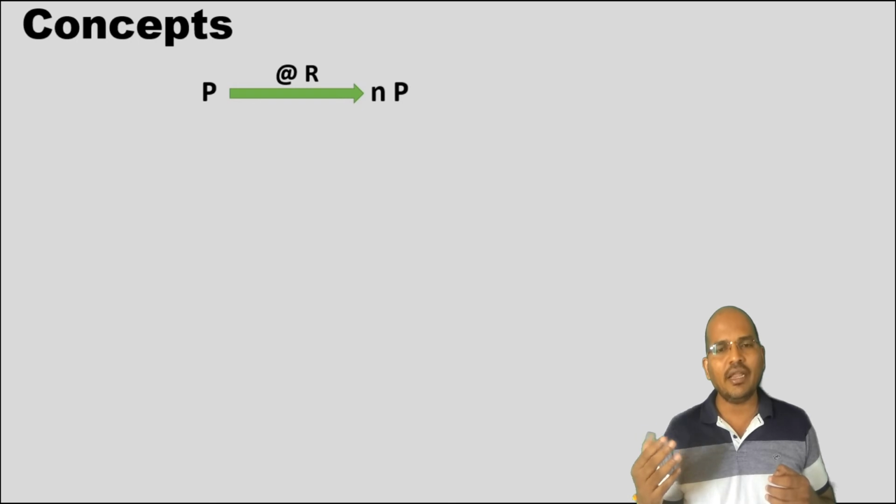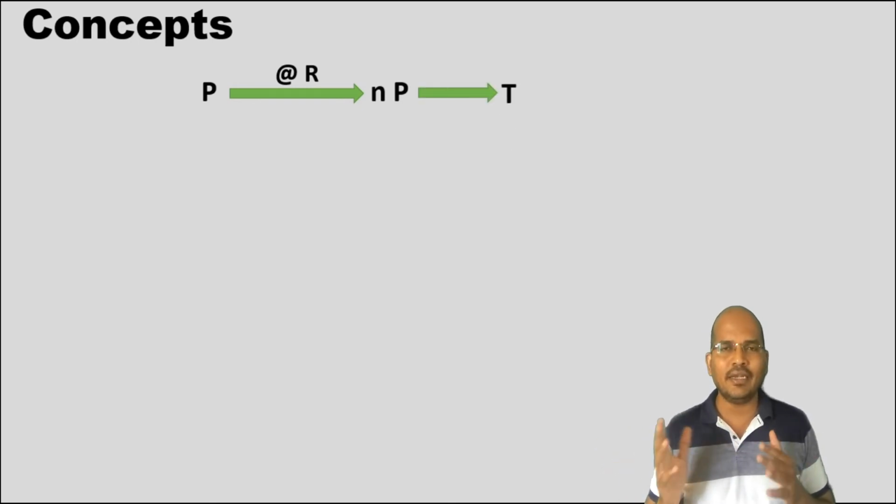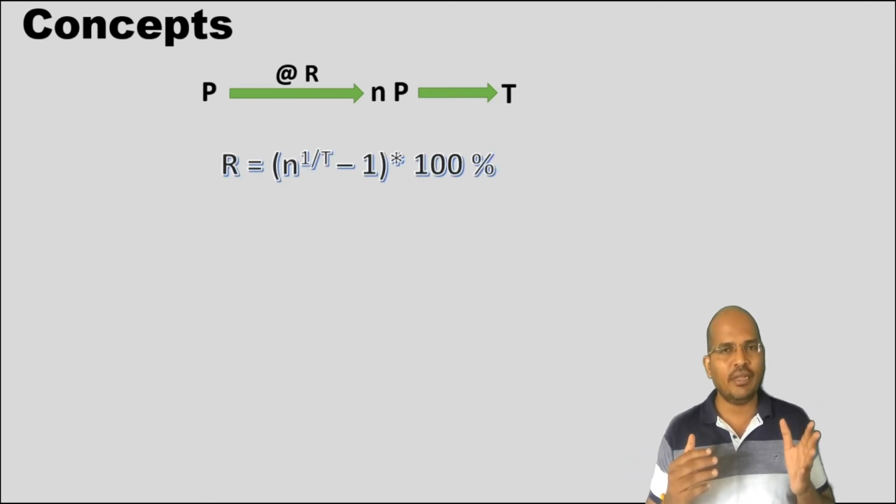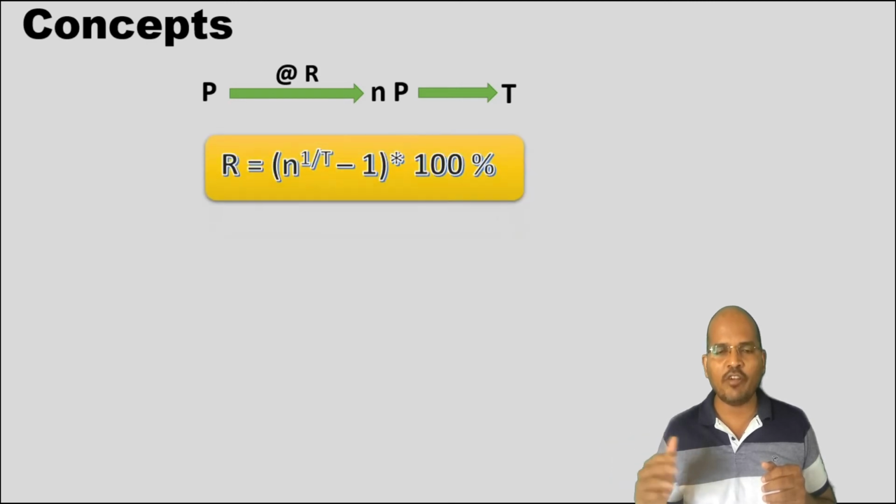Now let us see the concept. The concept says P becomes n times itself at a rate R in time t years. Now how do you relate this R, n, t? The value of R is given by n power 1 by t minus 1, times 100%. You get this by plugging in the answer: A is nP, so nP is equal to P into (1 plus R by 100) whole power t. From that, modifying that, you will get the value of R as n power 1 by t minus 1, times 100. So this is how you calculate the value of R.